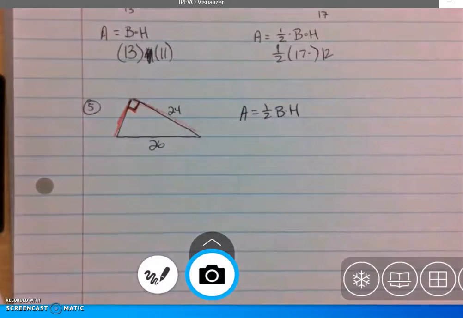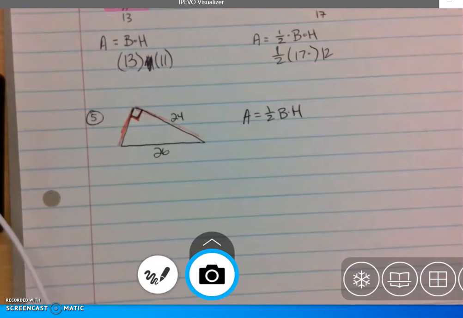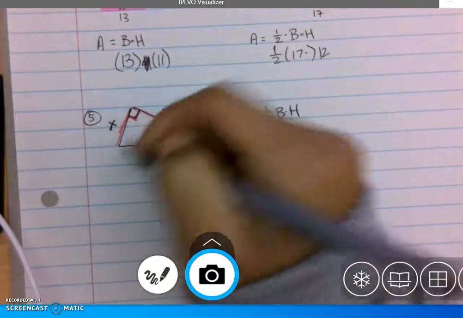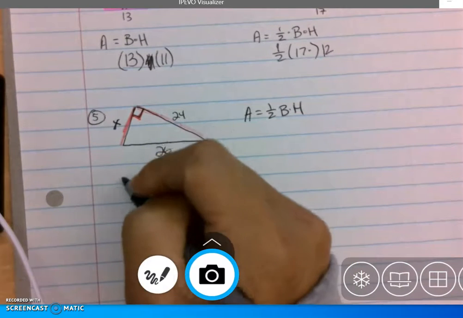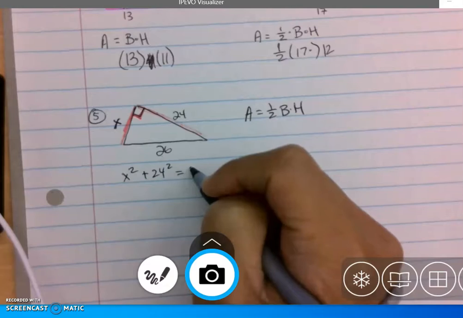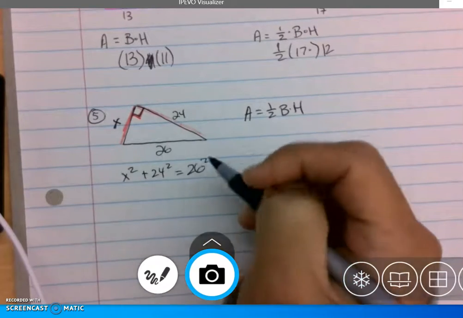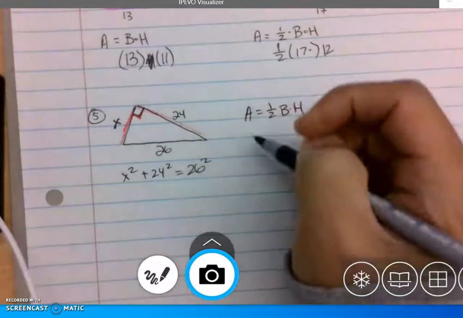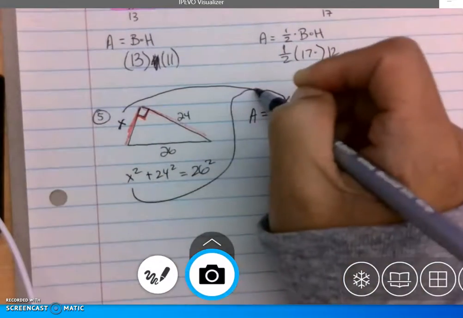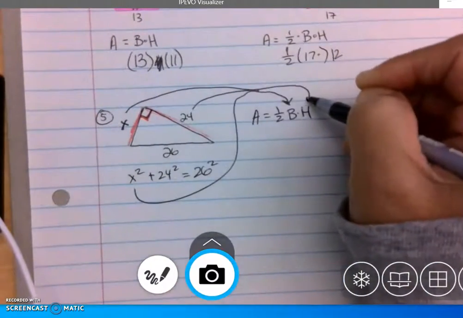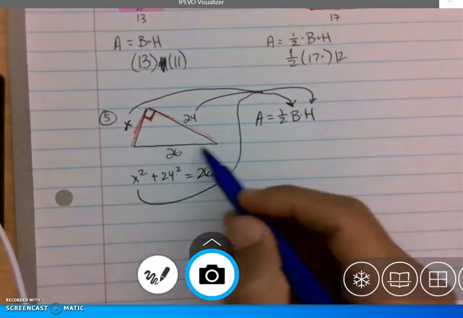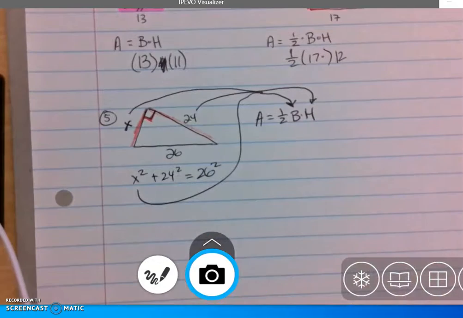So the 26 there is really kind of meaningless. It's not part of the problem. So we need to figure out what this is before we go base times height. And of course, that's going to be x squared plus 24 squared is equal to the hypotenuse 26 squared. Calculate what this is, and then your base could be x, whatever that value is, and then your height could be 24, or vice versa, since they both make 90 degrees. So the 26 really is not used for base times height. It's used for the Pythagorean theorem.